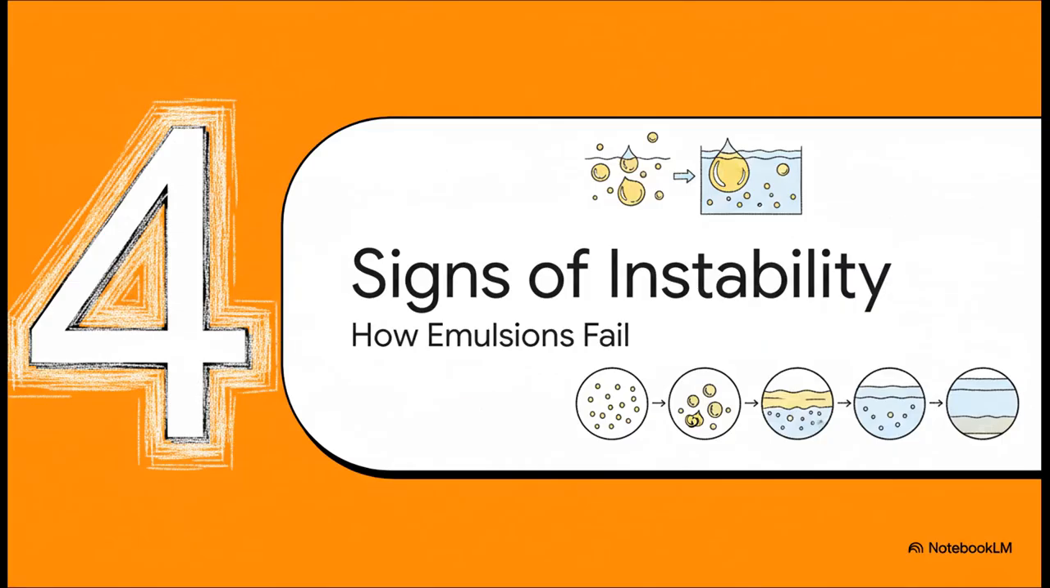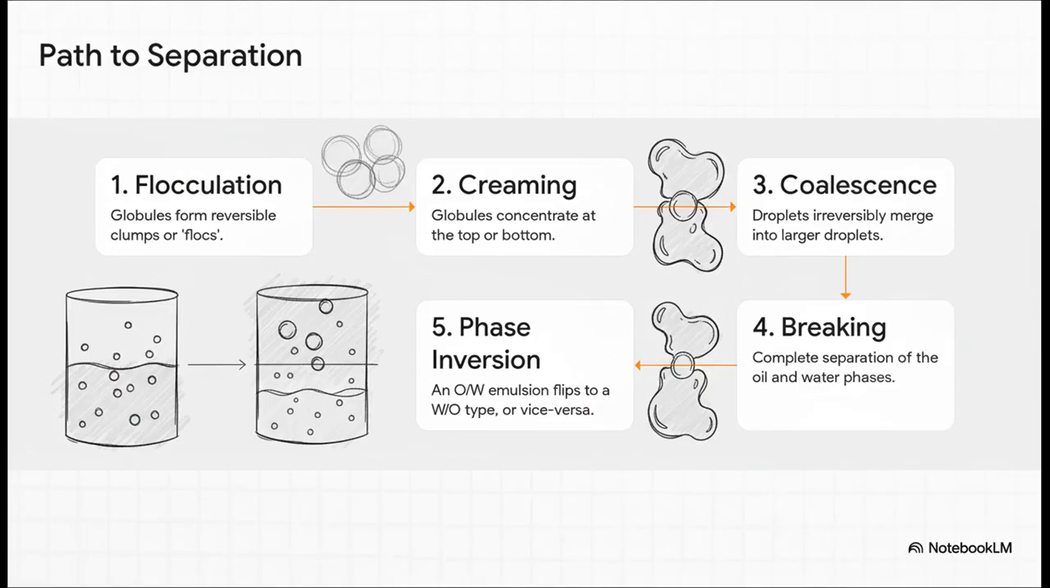Okay, so we know what they are, and we know how to identify them. But here's the thing about emulsions. They are fundamentally unstable. They're temporary. Oil and water want to separate. It's their natural state. So let's look at the different ways an emulsion can start to fail. This breakdown usually follows a predictable path.